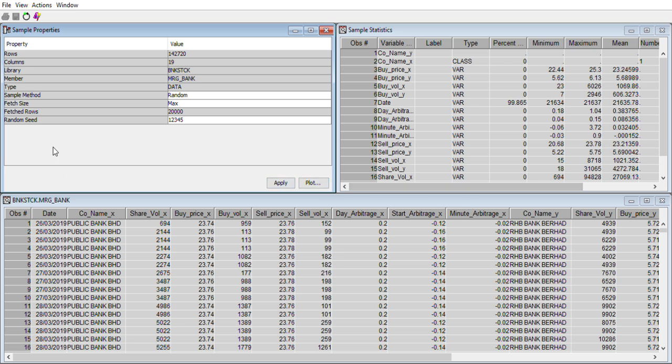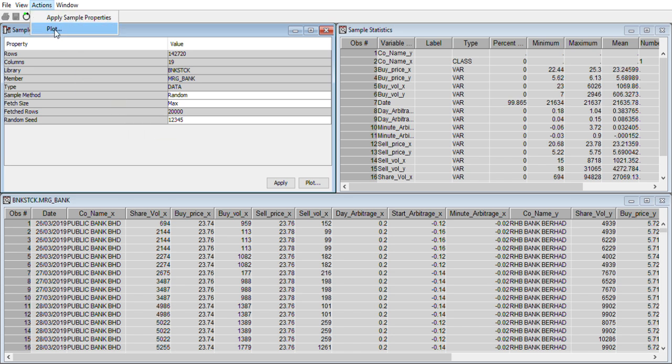So in this video, we will be taking a look at how the Enterprise Miner scatter plot functionality can be used to see what kind of clusters of opportunity we can see. And there is something interesting that we saw for Public Bank and RHB Bank. So just let me share that with you.